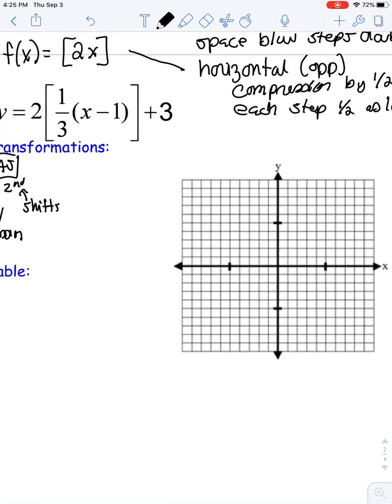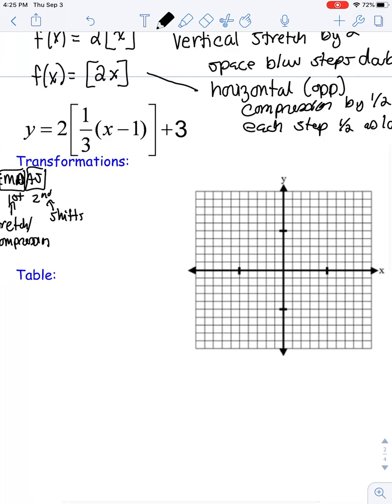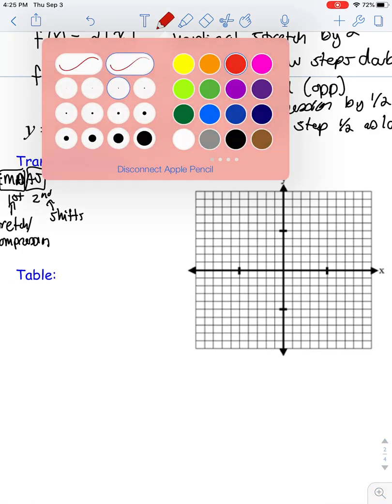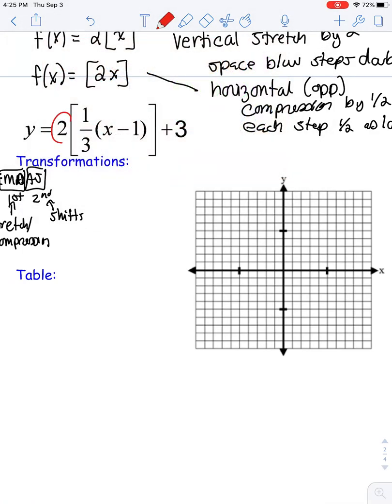Okay, so as we look at this first example, let's talk about just the stretches and the compressions. The 2 outside the function, what that's going to do is stretch vertically by 2. Okay, well, what does this really mean on a step function? This means that the space between steps doubles. Okay, so that's the first thing.